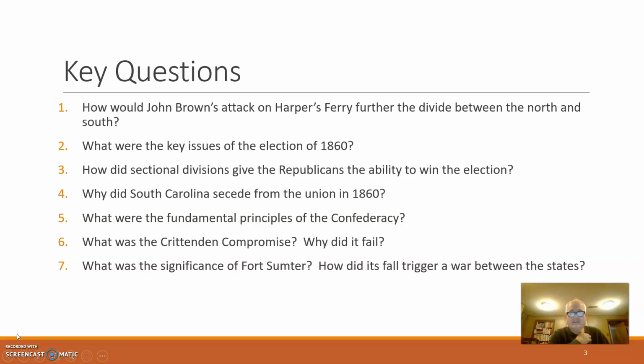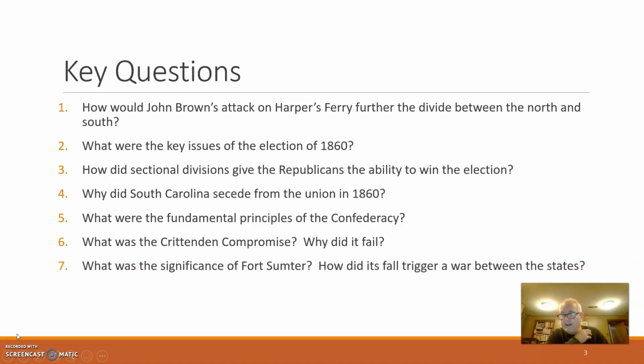We looked at John Brown's attack on Harper's Ferry. How did it further divide the North and South? We looked at the election of 1860 and the issues. What were the key issues at that time? How did that election reflect the divisions of the country? How did these sectional divisions give the Republican Party the ability to win the election with its power in the larger northern states? South Carolina said it was out of there in late 1860.